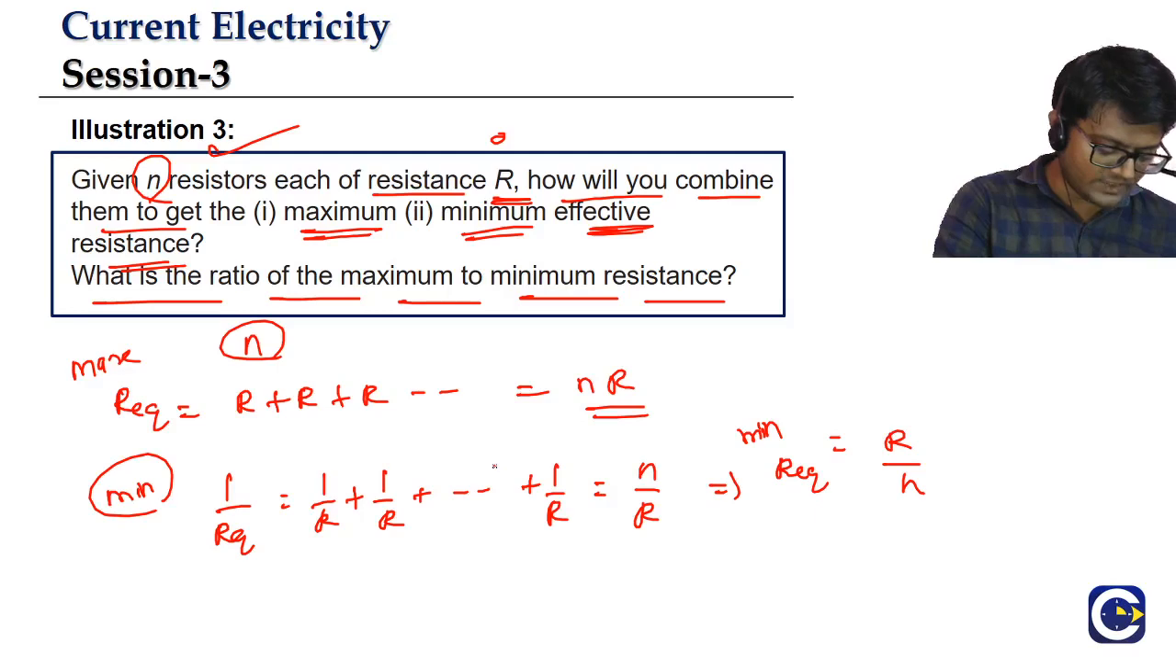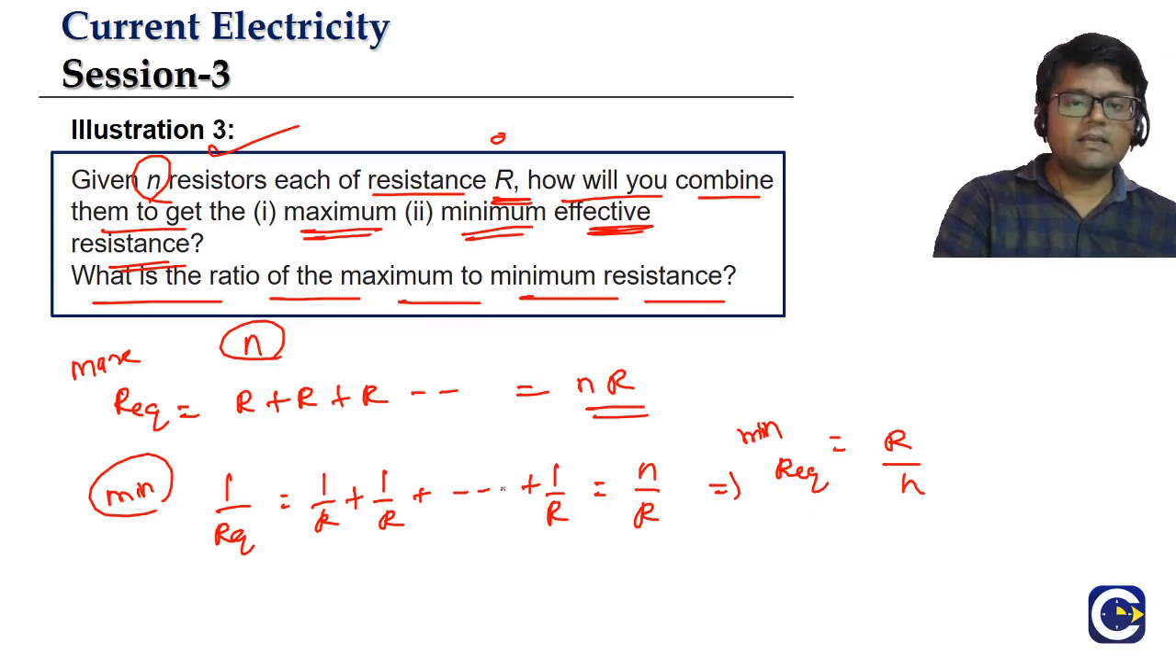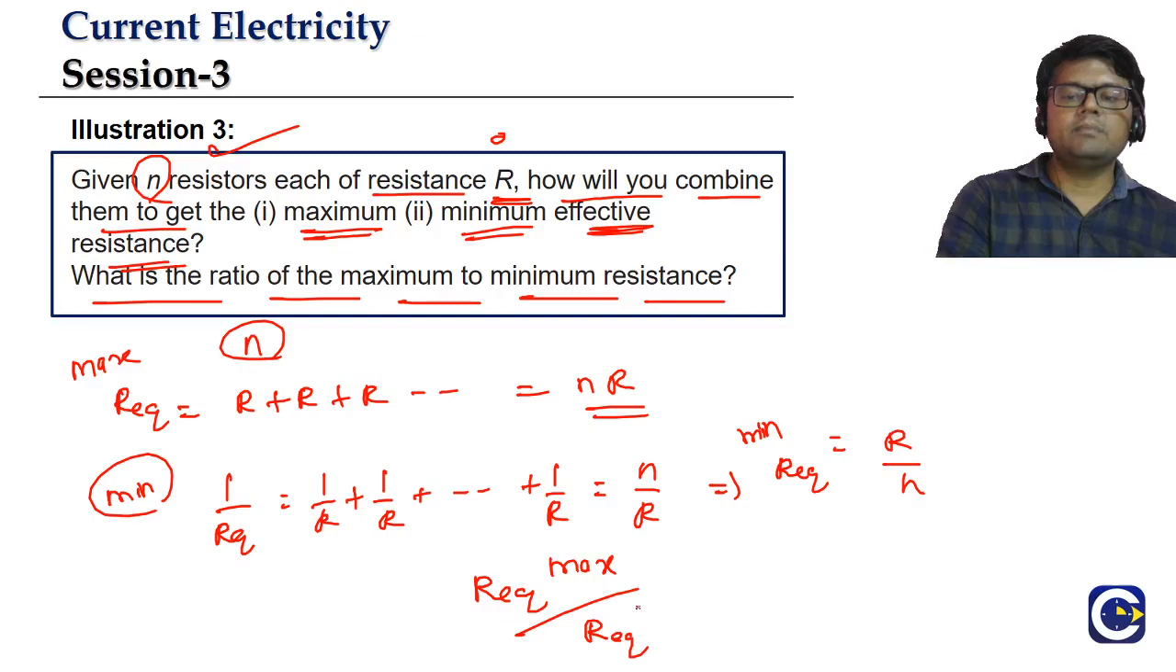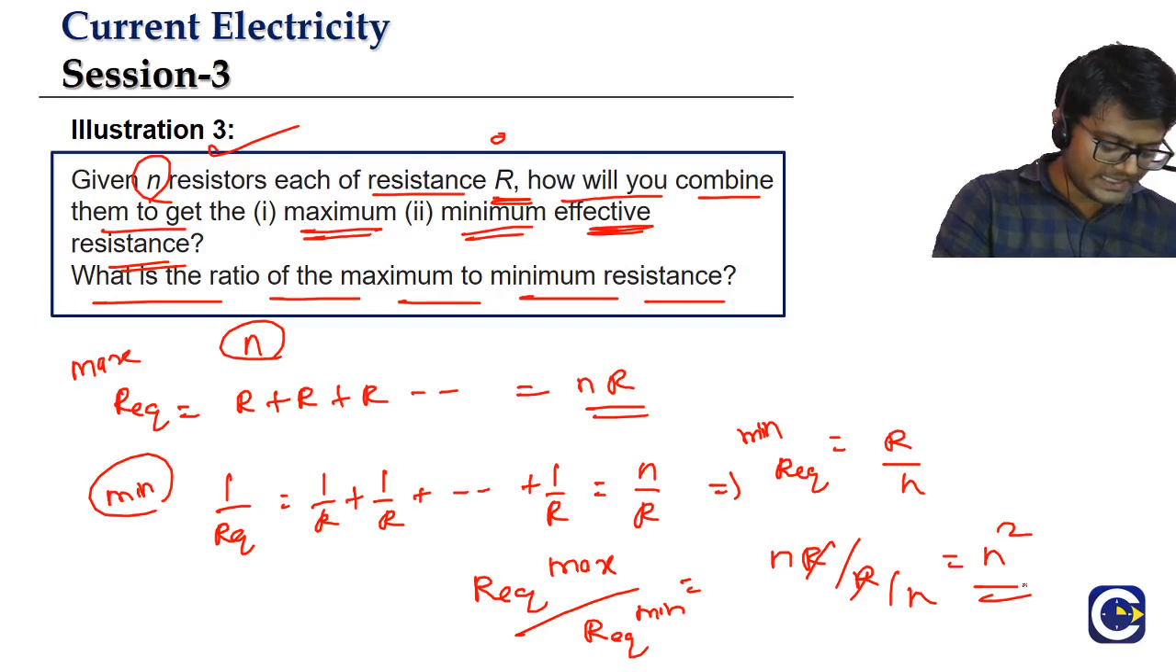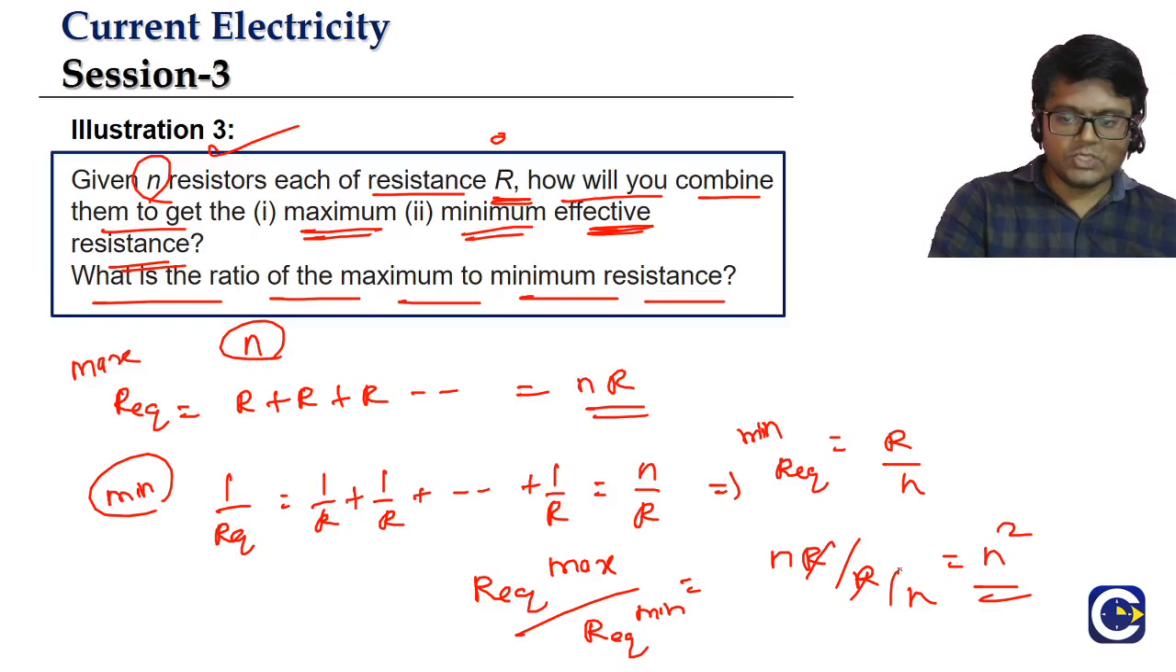Okay, so a lot of us are able to get the answer. What is the ratio of the maximum to minimum? We have to find R equivalent maximum divided by R equivalent minimum. That ratio we have to find. So what is it, guys? N R by N. What is the ratio? N square, not R square. It will be N square. Check it.